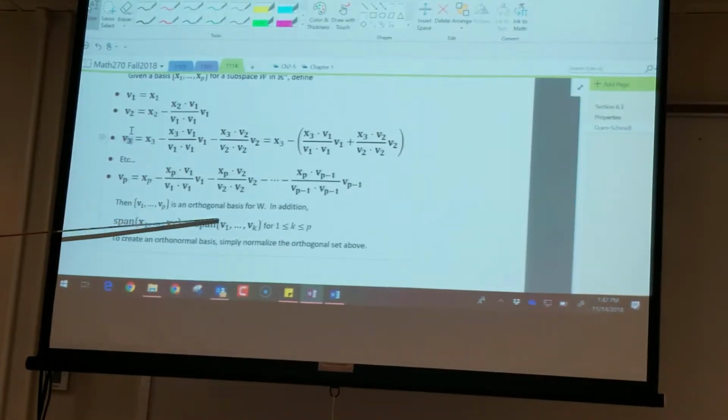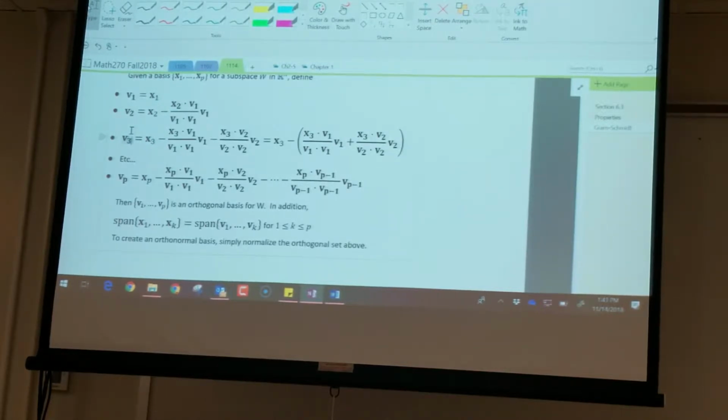So these are orthogonal bases, and if for some reason we want an actual orthonormal basis, what do we have to do? Divide by its magnitude. We just normalize every single one, and then we have an orthonormal frame.